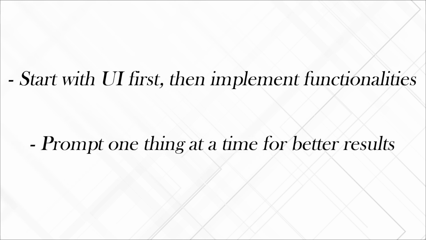And when prompting Lovable, I always ran into problems when I asked it to do multiple things in one prompt. Most of the time, it doesn't do a good job. So the rule of thumb here is to ask Lovable to do one thing at a time.